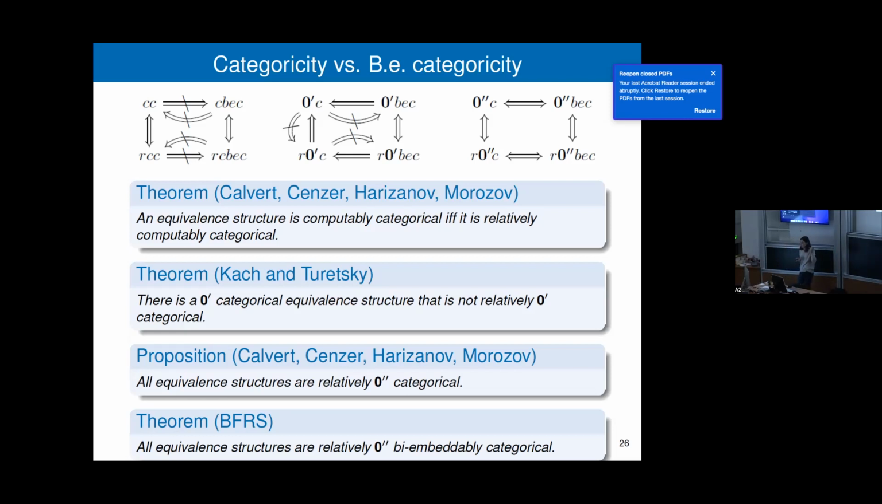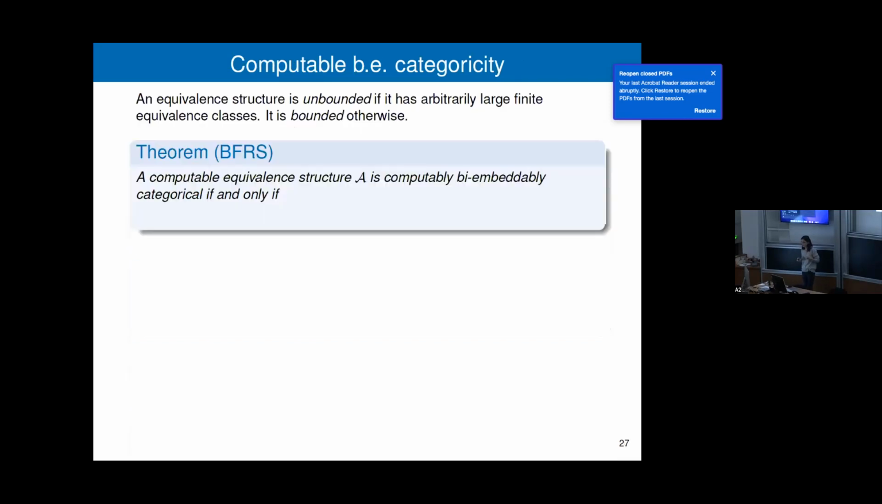How did we achieve all these results? We directly characterized how those equivalence structures of each kind should look. I will probably not talk too much about it, but let me show one of these. The basic case: a computable equivalence structure is computably BE categorical if it has finitely many infinite classes and is bounded. So there is a bound on the size of finite equivalence classes.